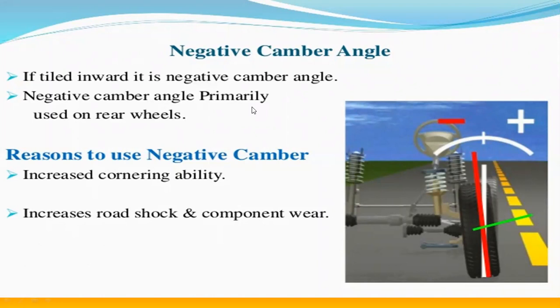Negative camber angle is primarily used on rear wheels. This type of angle, the negative camber angle, we place on the rear wheels, the back wheels of automobile vehicles. And why do we use negative camber angle? For increased cornering ability, though it increases road shock and component wear. So these are the uses of negative camber in automobile vehicles.